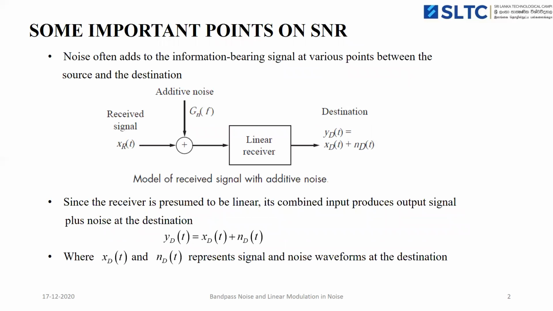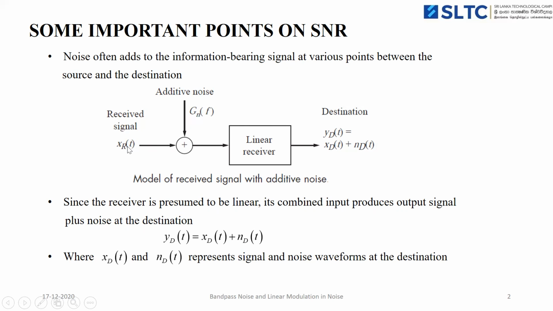Before discussing the thermal noise, we need to know another important parameter, which is called the signal to noise ratio. So we are going to discuss some important points about the signal to noise ratio. Let us see the diagram for the model of the received signal with additive noise. There is an input signal, the received signal, which is denoted by xR of t, and there is an additive noise whose power spectrum is Gn of f equal to N0 by 2.